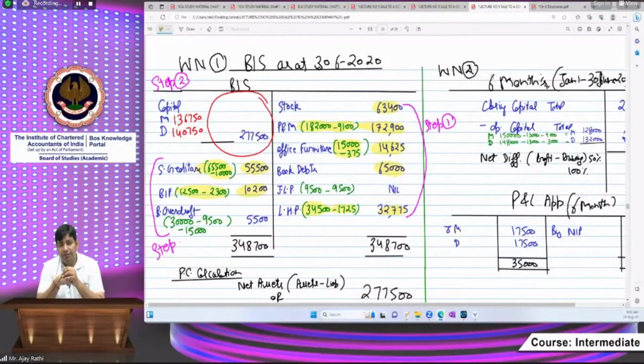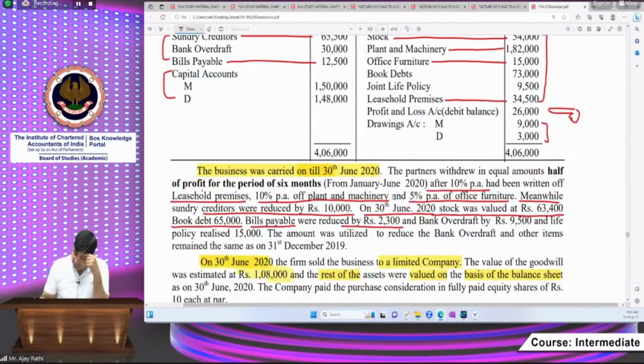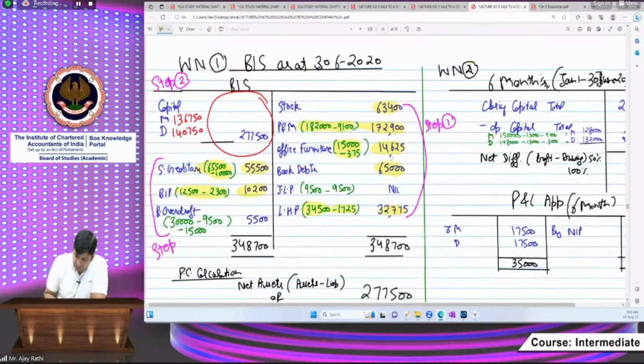Next one. Bank overdraft reduced by 9,500. So how much is the bank overdraft? The bank overdraft is 30,000, and we shall reduce it by 9,500 to find the figure as at 30th June 2020. So that will be 5,500.